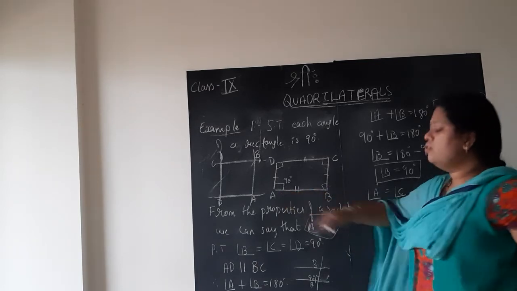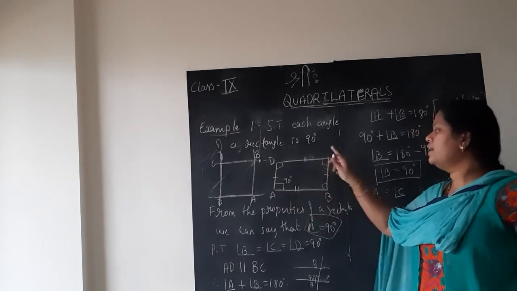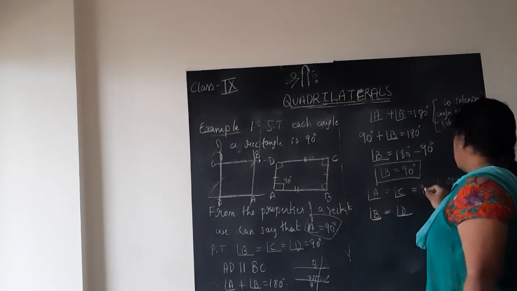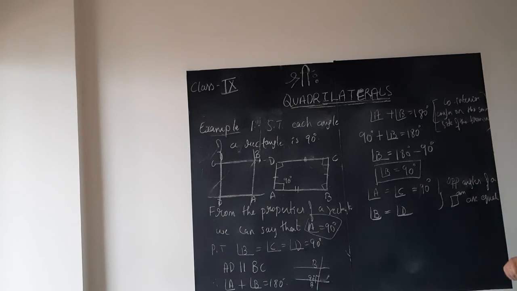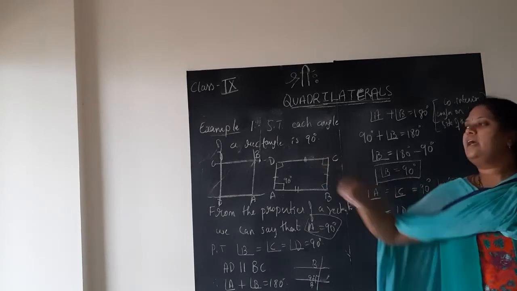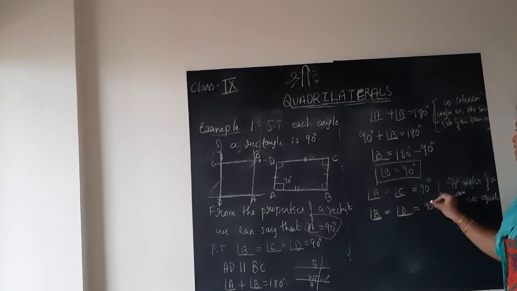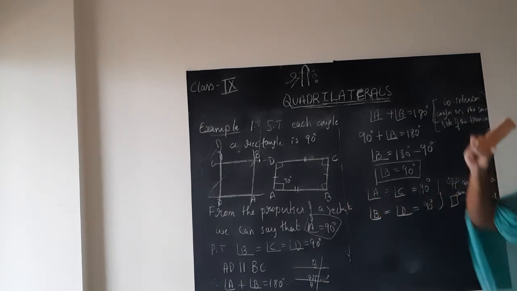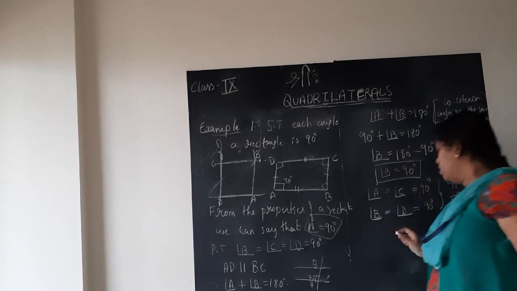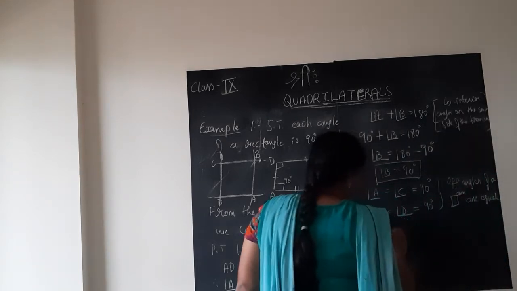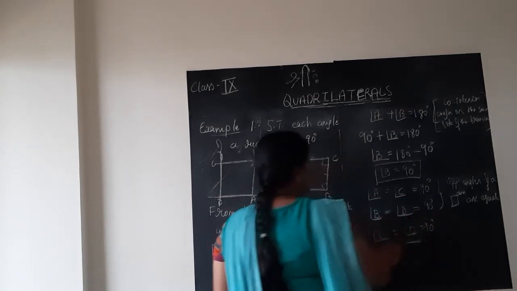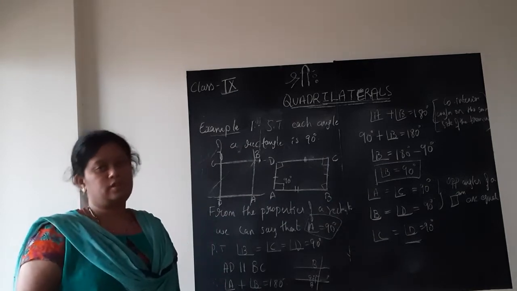So, we already know what is angle A. What is the angle opposite to angle A? Angle C. Means both angle A and angle C are equal to 90 degrees. We proved just now angle B is 90 degrees and angle B is equal to angle D, and both angle B and angle D are equal to 90 degrees, children. So, we also proved that angle C and angle D are equal to 90 degrees, and hence the proof.